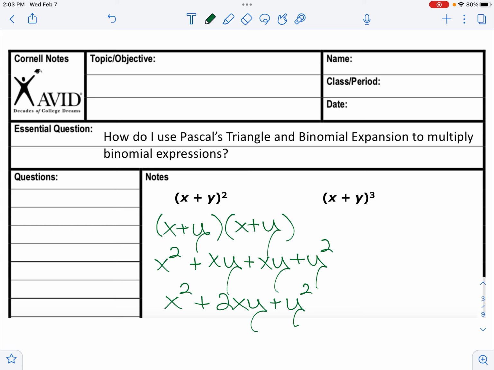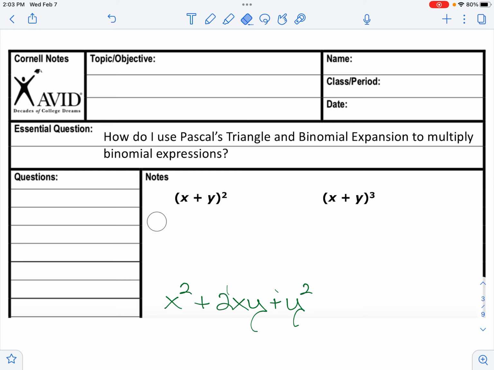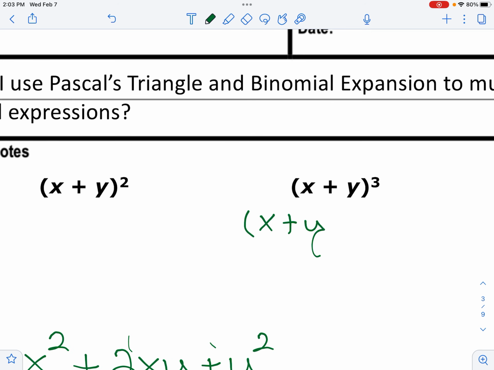So how does this work? If I have to do this for the next one here, it says (x + y) to the third power. Well, I'm going to give myself a little bit of space by erasing this. Okay, so I just did (x + y) times (x + y). But I know that this is (x + y) times (x + y) times (x + y).